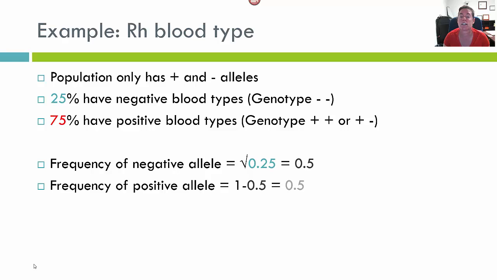The frequency of the negative allele equals the square root of 0.25. The square root of 0.25 is 0.5. Consequently, the frequency of the positive allele is 1 minus 0.5, which is 0.5. Okay.